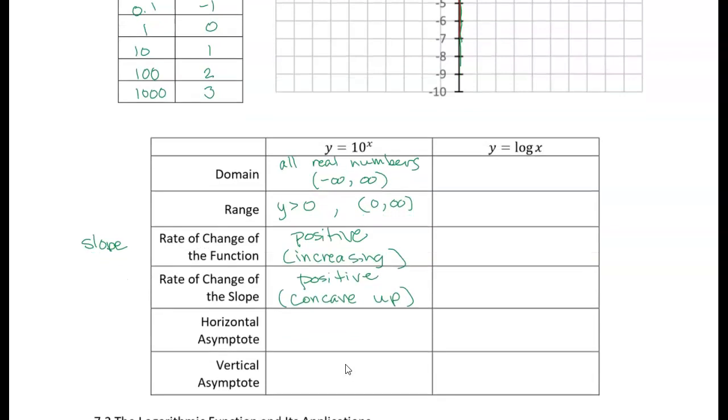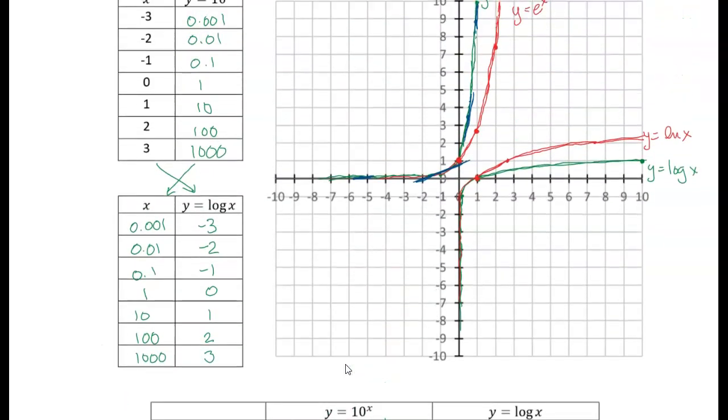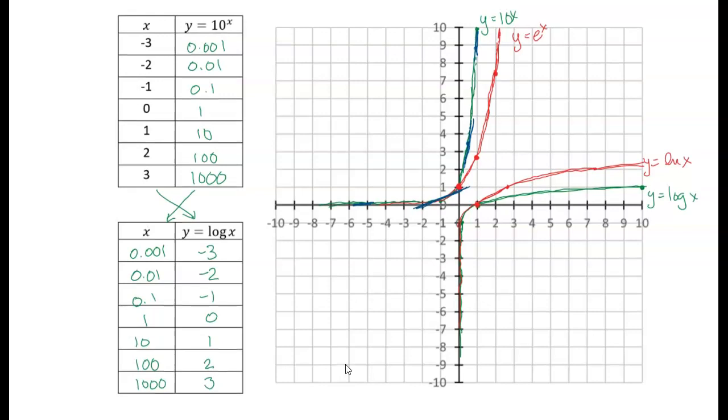All right, horizontal asymptote. If you take a look at our function of 10 to the x, obviously we already said that it always is positive, right?